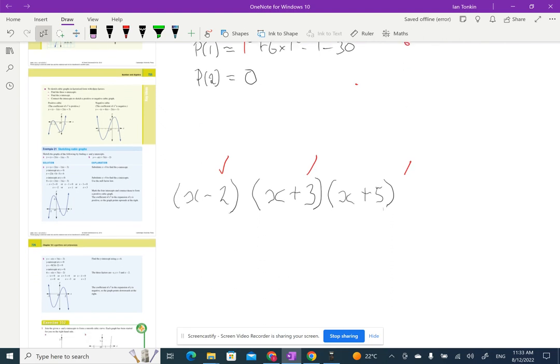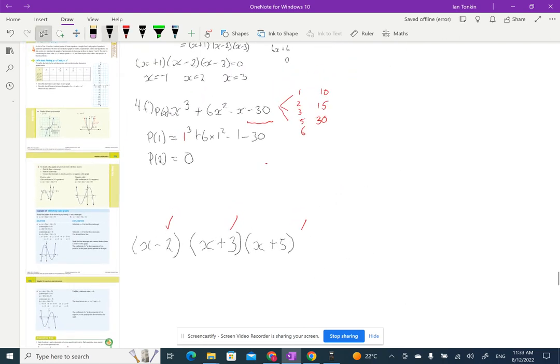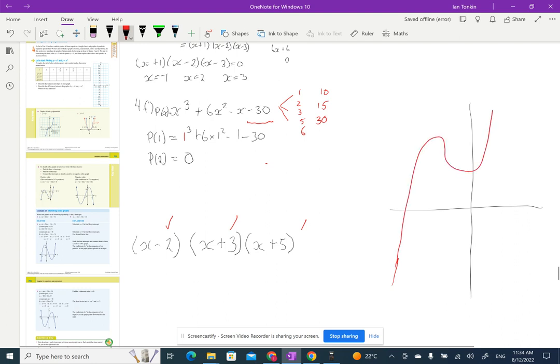Sometimes you might find a factor and then the quadratic that you get might not be factorisable. Well, how does that work? Imagine if you had a cubic that looked like this. So it only has one root, right? But you'd get your one factor, and then you'd have a quadratic here that would give you unreal roots. Okay, that's all you need to do to try and get through this.